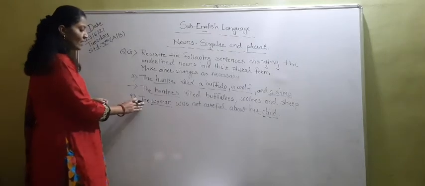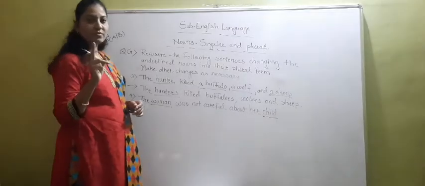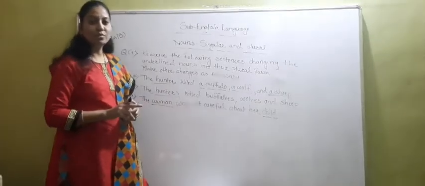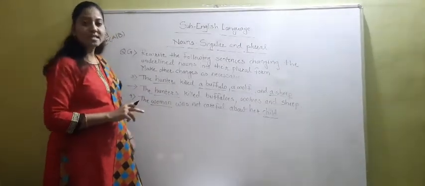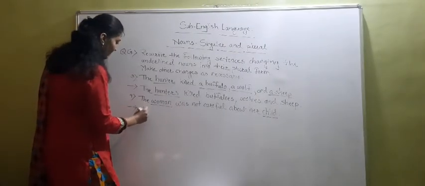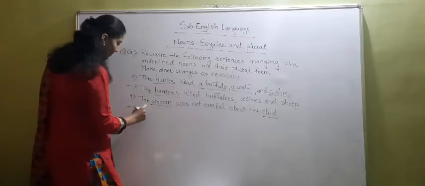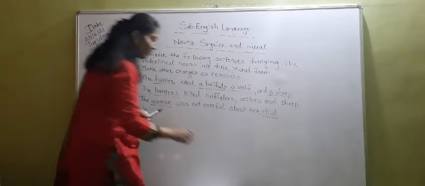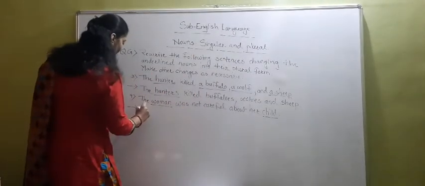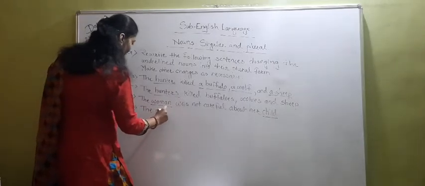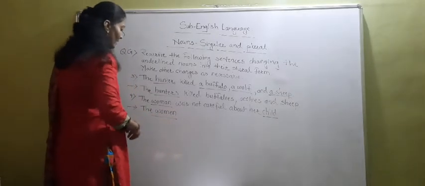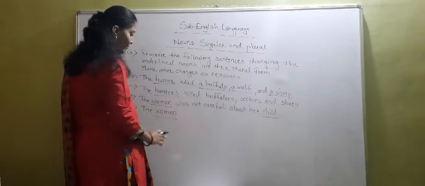Now see, the woman. Woman means only one woman. We are talking here about only one woman. And we have to make it plural. We have to make plural of woman, that is women. Women. As we have made plural of woman, we have written it as women.